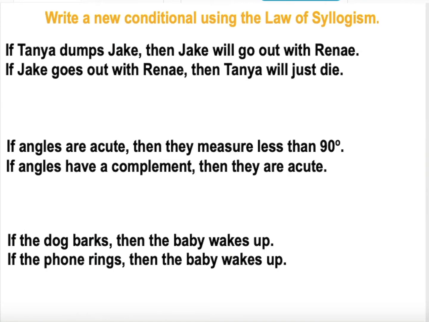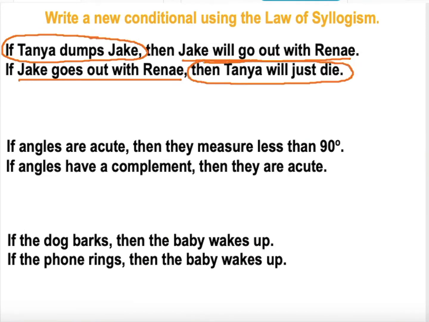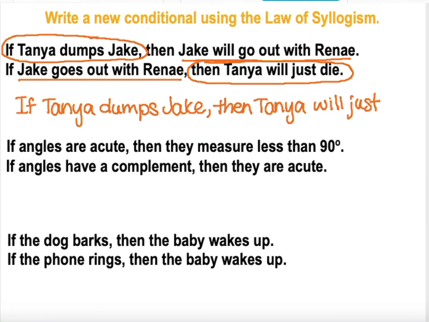So do you see where this connects? The connecting statement is Jake will go out with Renae. So we are going to take the original if, skip that middle part and go to the final then, and that's our new conditional. If Tanya dumps Jake, then Tanya will just die.